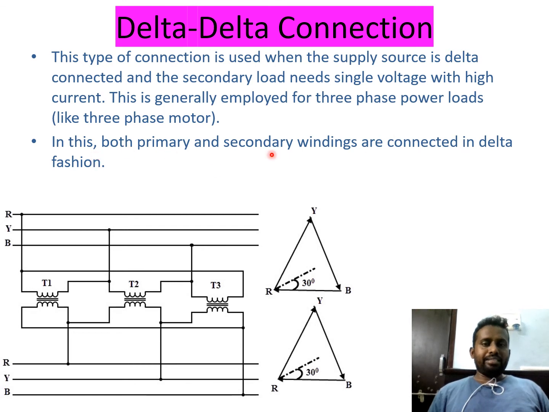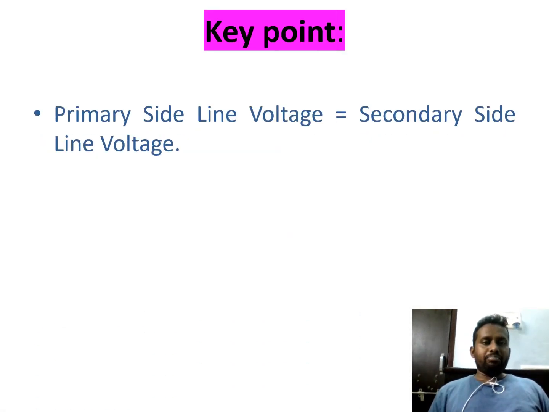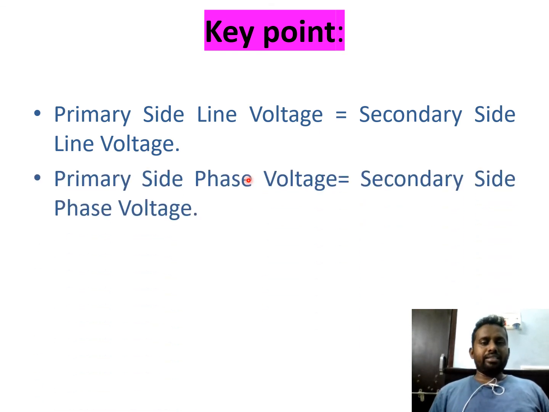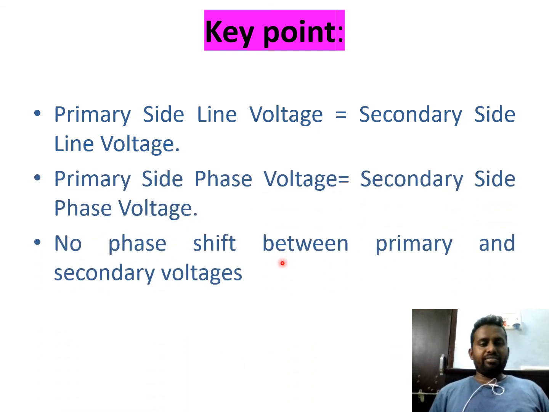In this, both primary and secondary are connected in delta. What is the delta? The second terminal of the first winding is connected to the first terminal of the second winding, the second winding is connected to the first terminal of the third winding, and the third winding is connected back to the first winding. These common points are given to the three phases: R phase, Y phase, and B phase. Similarly for the secondary as well, because it's a delta delta connection. Primary side line voltage is equal to secondary side line voltage, primary side phase voltage is equal to secondary side phase voltage, and there is no phase shift between primary and secondary voltage.